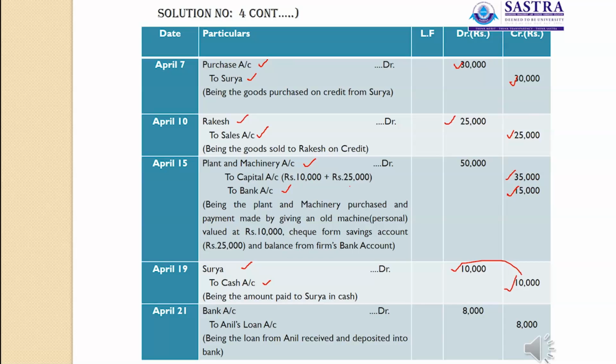Then the next one is loan from Anil. Loan from Anil received and deposited into bank. Rupees 8,000, bank account debited to Anil's loan account. Bank account debited 8,000 to Anil's loan account rupees 8,000. Being the loan from Anil received and deposited into bank.